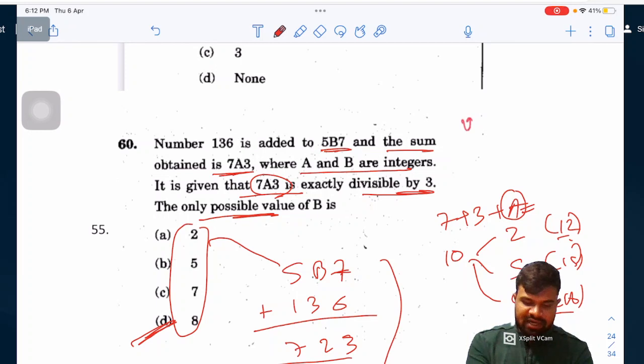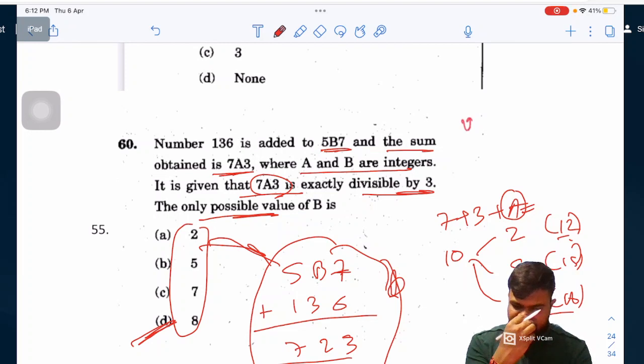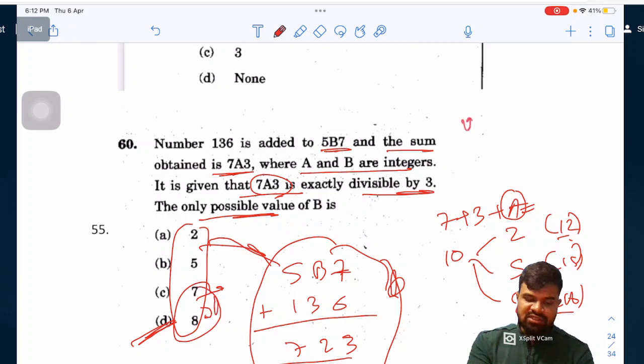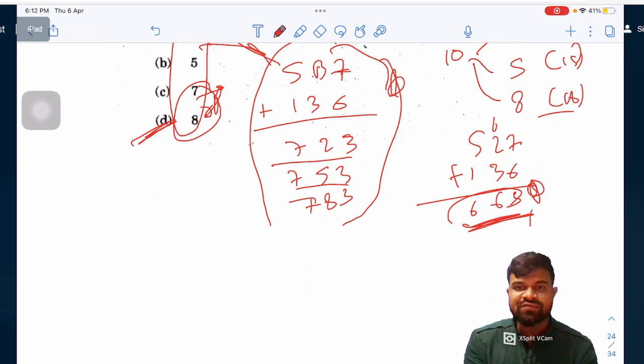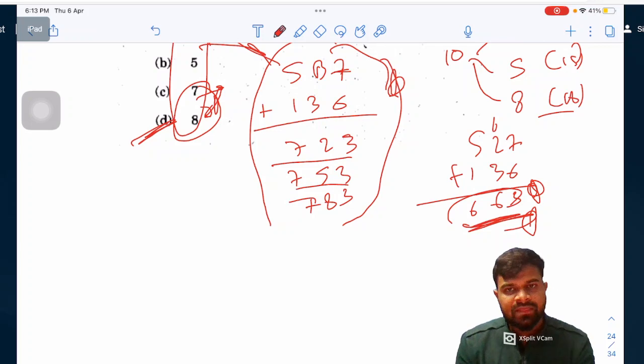After reaching this level, try to put all the options in place of b, and you will find that 527 plus 136 cannot reach up to 700. 557 plus 136 cannot reach up to 700 either. 577 and 587 are the two options left, and in that also 8 will be feasible. Because 527 plus 136 gives us only 663, so we have not reached 700 yet. Same will be the case with 557. So this is how you will apply it.